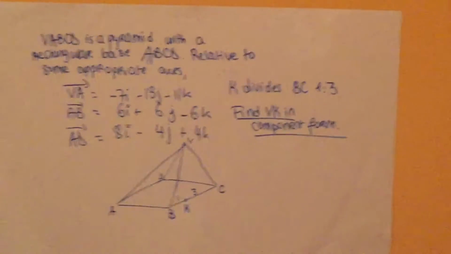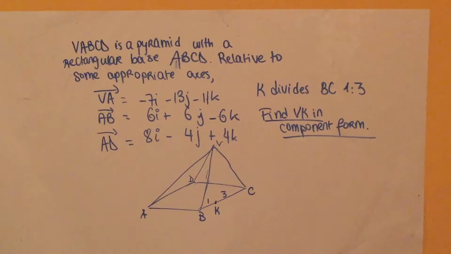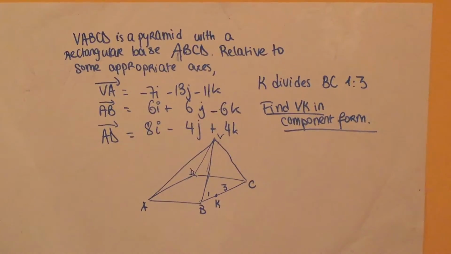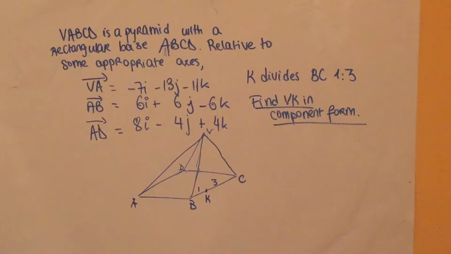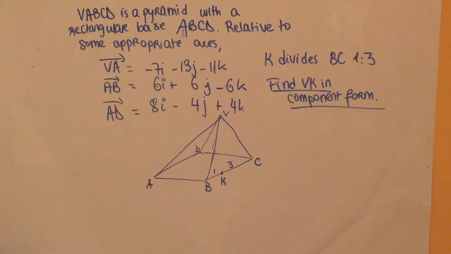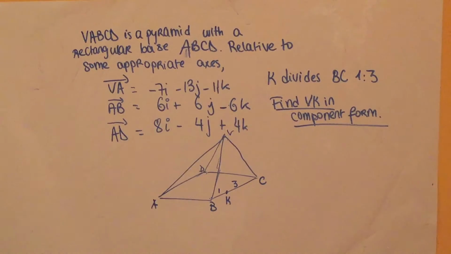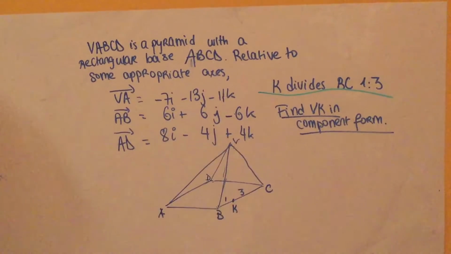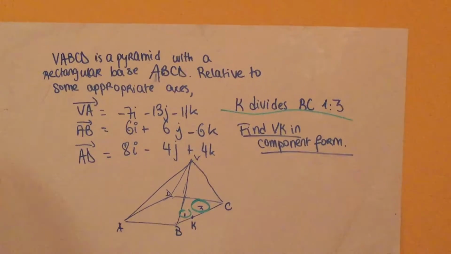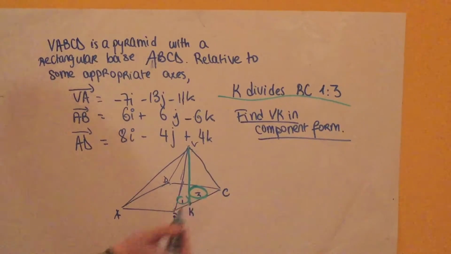VABC is a pyramid with a rectangular base, ABCD. Relative to some appropriate axis, the vector VA is equal to minus 7i minus 13j minus 11k. Vector AB is equal to 6i plus 6j minus 6k, and vector AD is equal to 8i minus 4j plus 4k. They tell us some important information here, that K divides BC in the ratio 1 to 3, which I wrote in the figure, and they want us to find VK, which is this, in component form.